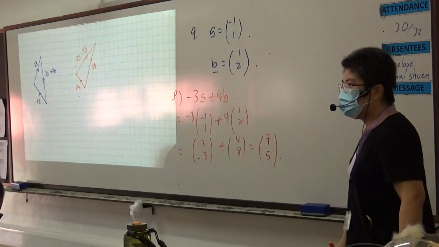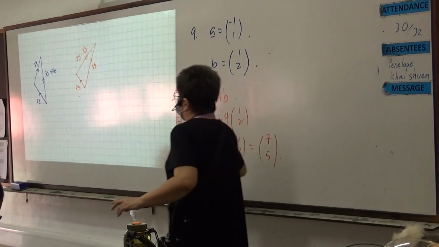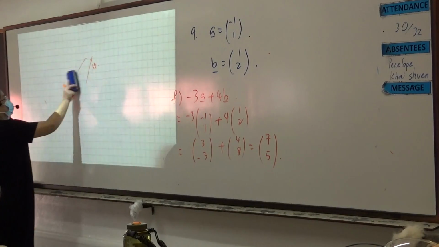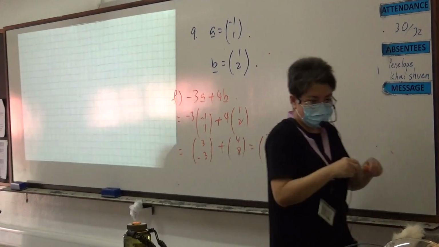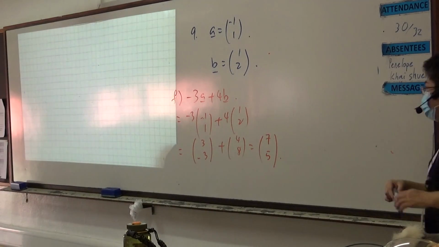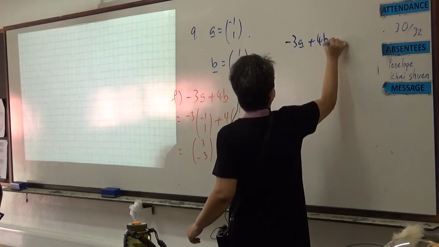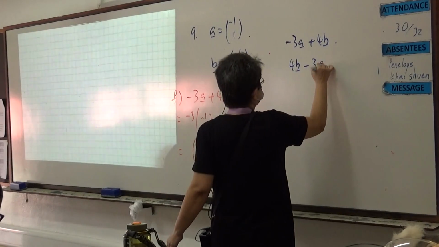Is this correct? Is this 7 point? Okay, now I want to draw both on the square paper. I want to tell you why that is so. Now, do you agree that minus 3a plus 4b, I can draw it like that? Or I can draw 4b minus 3a, it's the same.